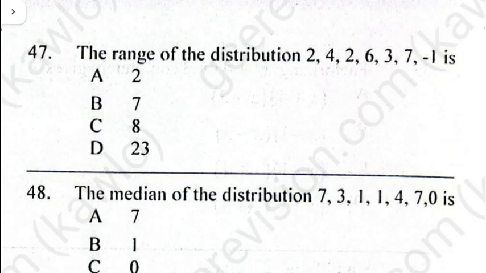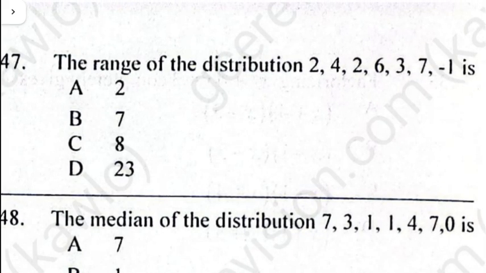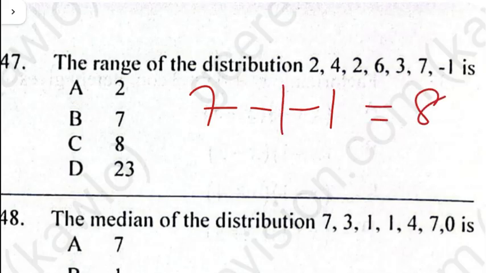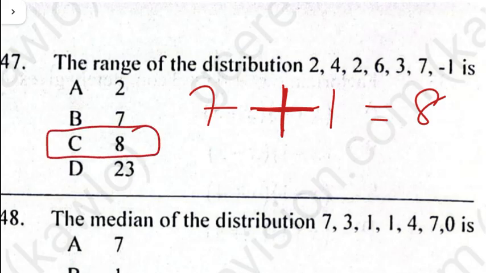Question 47. The range of the distribution 2, 4, 2, 6, 3, 7, negative 1 is. So to get the range of the distribution, we get the highest value minus the lowest one. The highest value here is 7, minus the lowest, negative 1. 7 minus negative 1 is equal to 8. Note that these two negatives not separated by anything becomes a positive, okay? So 8. I know many people say 7 minus negative 1 is equal to 7, or even equal to 6.